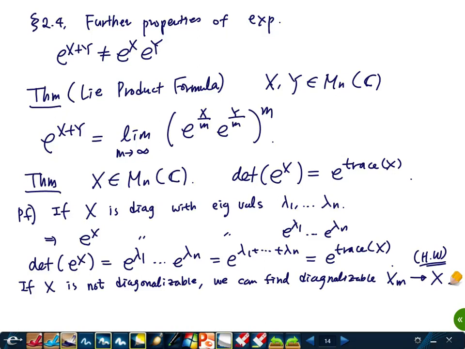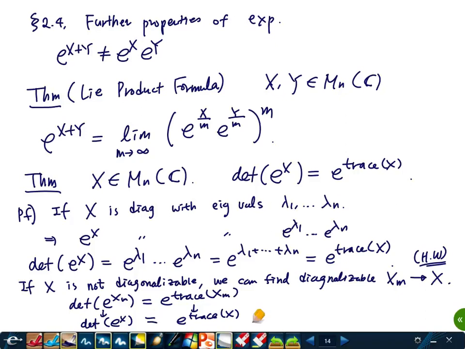And now it's simple. The determinant of e to the x_m, since x_m is diagonalizable, is equal to e to the trace of x_m. And because x_m approaches x, meaning entry-wise, each ij entry approaches the corresponding entry, the left side will approach the determinant of e to the x, because the determinant is just a polynomial in the entries. And of course, the right side also approaches e to the trace of x. They are equal for every m, so the limits have to be equal. That's the proof.